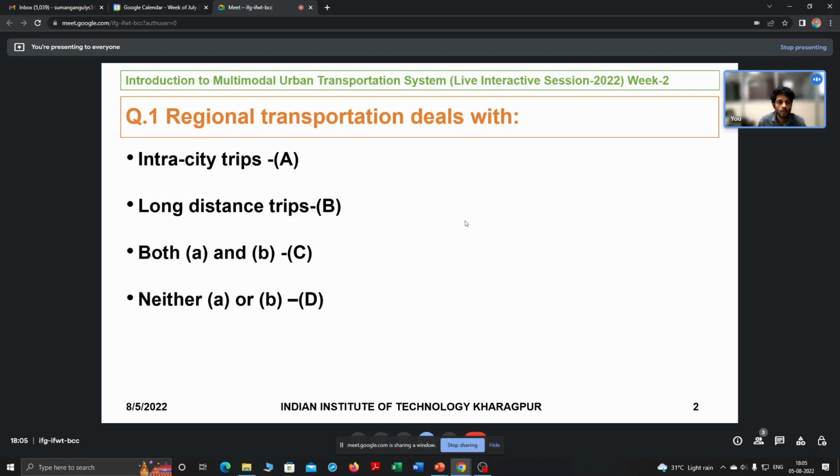But what are regional transportation systems then? Regional transportation system means your rail, which is connecting two cities within a state, or from a city of one state to a city in another state. That is also called regional transportation systems. So mainly it deals with long distance trips, not intra-city trips. Those are urban transportation systems. So here the correct answer would be B. Also, if you have any queries you can ask along the way.